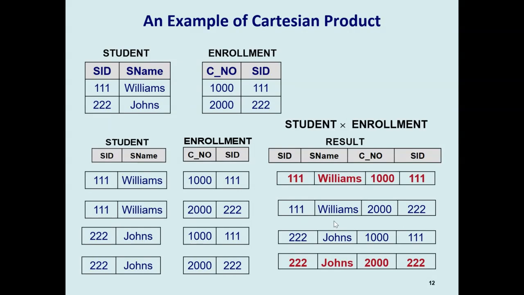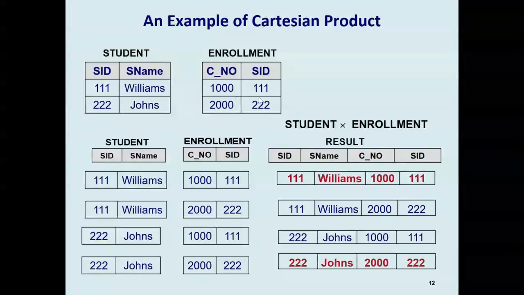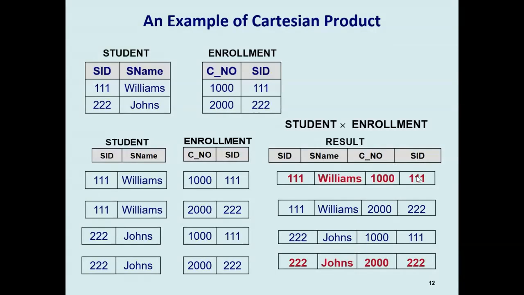You understand me? So that's why this matching matters: the SID from a student record must match the SID from an enrollment record, so that we can combine these two records together to get not only the enrollment information but also the student information. You understand me? So in an SQL query this means that we need to specify the join condition.